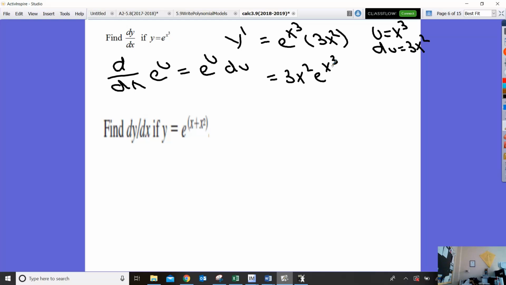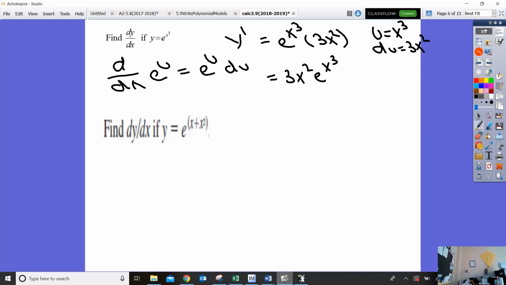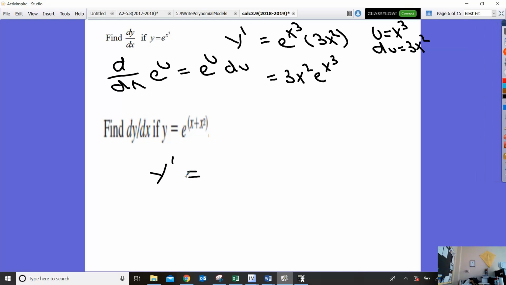What is the derivative of e raised to the x plus x squared? Anybody? That's in there somewhere. Are you going to put it up front? 1 plus 2x? Good with that. Anybody got any issues with it?